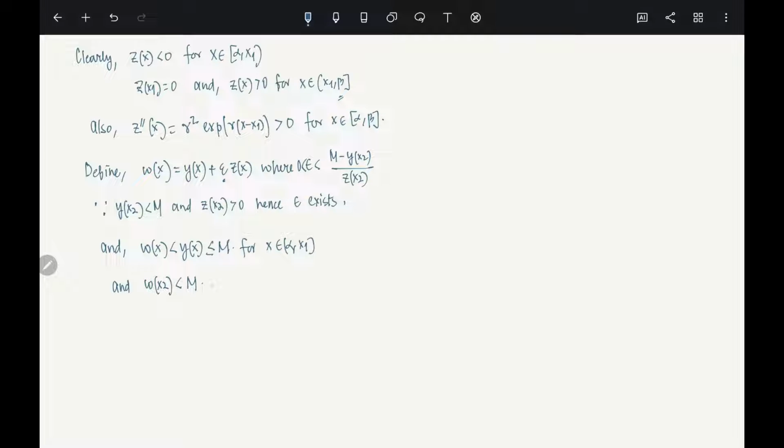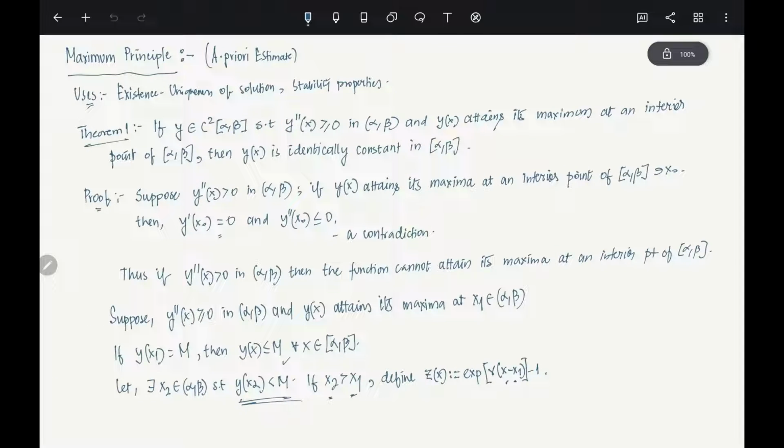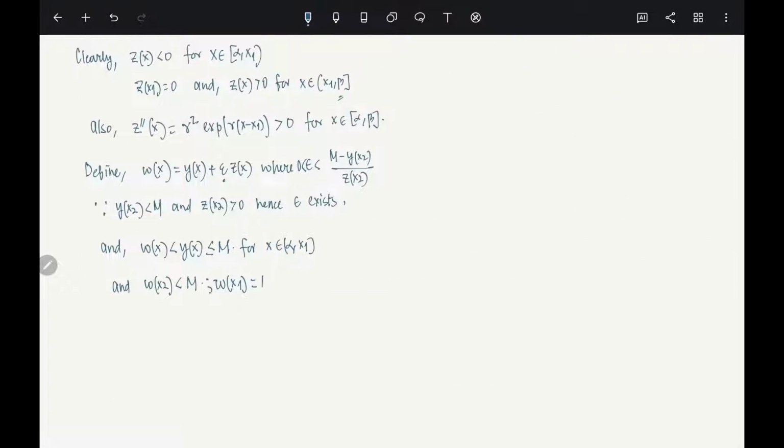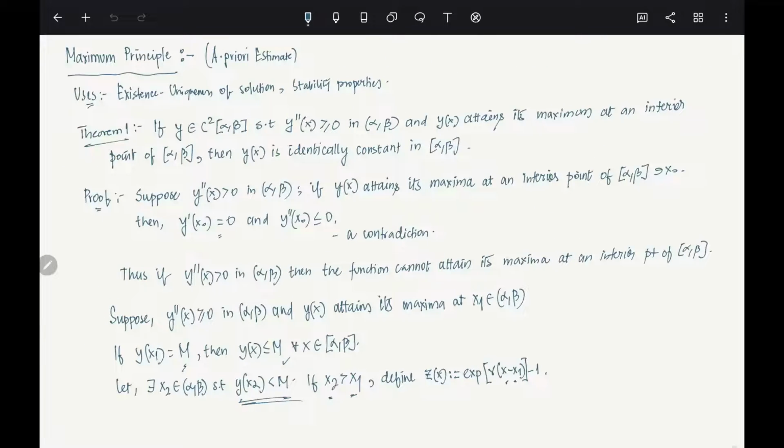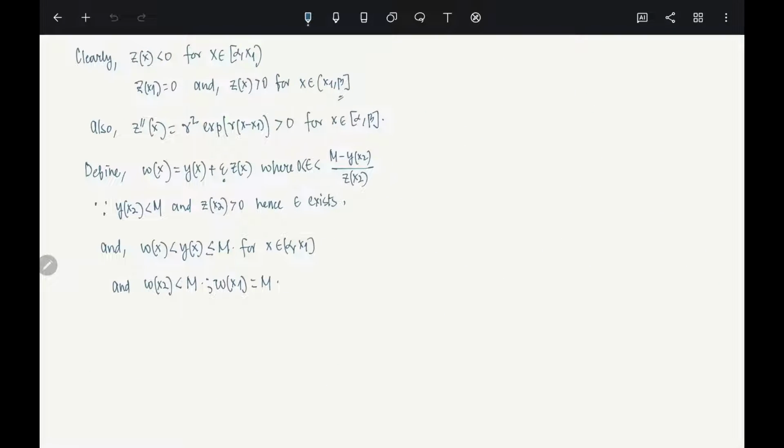Yes. And what is w of x1? W of x1 is y of x1 plus epsilon times z of x1. Z of x1 is 0. So it is y of x1, which is m. See, y of x1 is m. The maximum is attained there. Okay. So this is just a trick, because I want to use this particular thing, that a function, if it is strictly positive, then you know it has to be constant. This is what we need to use.